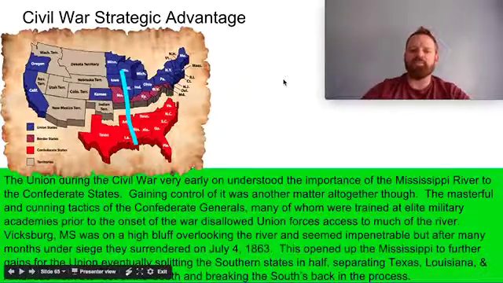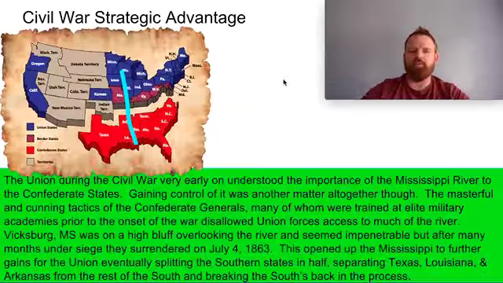The Union, during the Civil War, very early on, understood the importance of the Mississippi River to the Confederate States. Gaining control of it was another matter altogether, though. The masterful and cunning tactics of the Confederate generals, many of whom were trained at elite military academies prior to the onset of the war, disallowed the Union forces access to much of the river. Vicksburg, Mississippi was on a high bluff overlooking the river and seemed impenetrable. But after many months under siege, Vicksburg finally surrendered on July 4th, 1863.